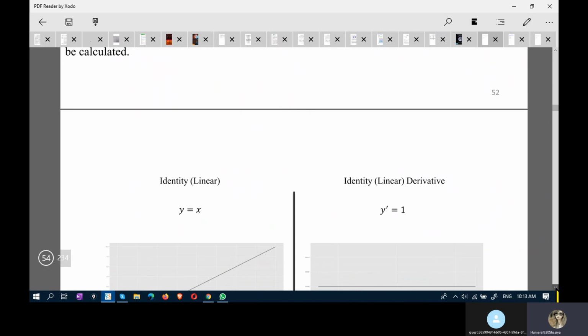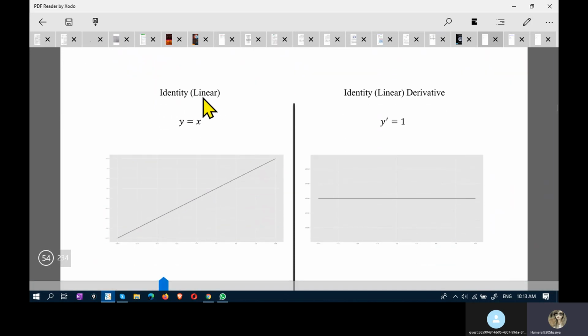Look at here, linear identity function or linear function, wherein y is equal to x. If you consider this to be x and this to be y, then if x is 1, y is 1. If x is 5, y is 5. If x is 100, y is 100. y is equal to x. It's linear. And because the learning takes place through gradient descent, which has derivative values for the activation function, you need to know the derivatives of every activation function. The derivative of a linear function is y dash is equal to 1.